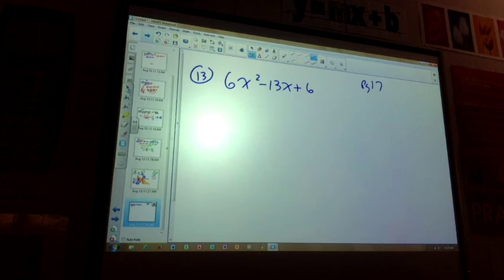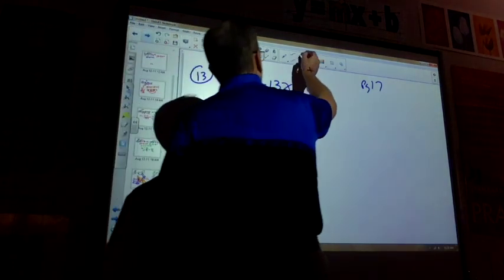So first thing we're going to look at, does 6, 13, or 6 have any numbers in common other than 1 that we can factor out of all 3 of those? No. Do all 3 terms have an x? No. Is there a greatest common factor on this problem other than 1? No. That was item 1. Now item 2, and here comes the tough thing.